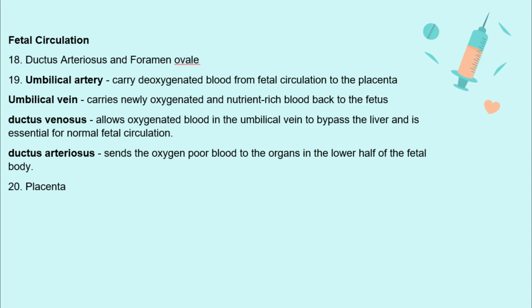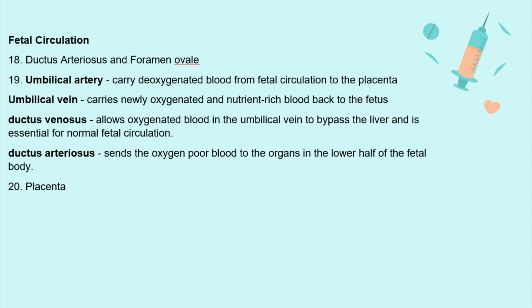So in number 19, the umbilical vein carries newly oxygenated and nutrient-rich blood back to the fetus. The umbilical artery carries oxygen-poor blood from the fetal circulation to the placenta. The ductus venosus allows oxygenated blood in the umbilical vein to bypass the liver and is essential for normal fetal circulation.